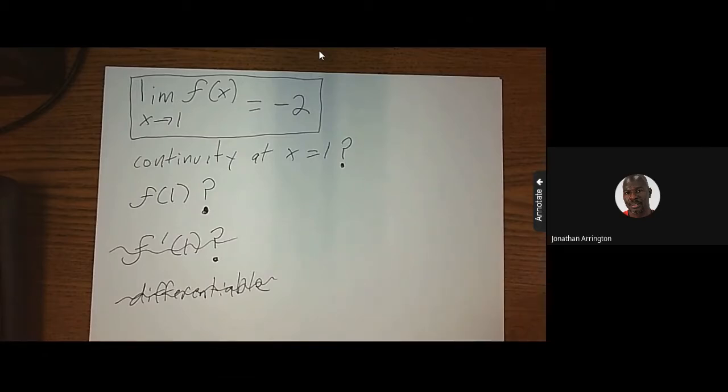So let's take a look. I have a graph of a function whose limit as x goes to 1 equals -2. And let's see if it has to be continuous or if f of 1 has to exist.